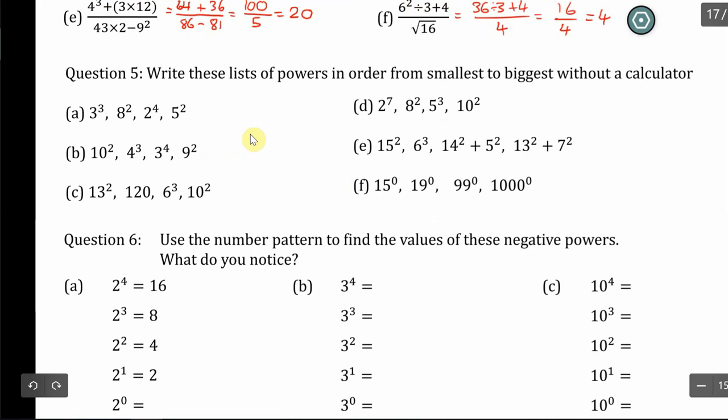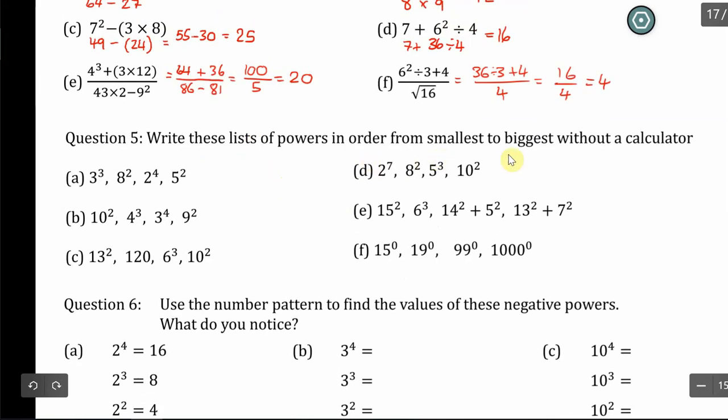Number 5, write these lists of powers in order from smallest to largest without a calculator. So it's just another way to test our knowledge of powers. So 27 would be that one, 64, 16, 25. Okay, I'm not going to go through all of these. The only one I'll have a look at in a bit more depth is this last one.